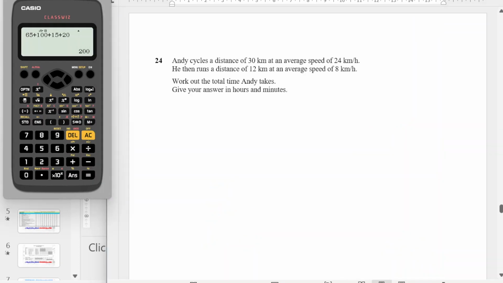Okay, question 24 then. So Andy cycles 30 kilometers at an average speed of 24 kilometers per hour. He then runs a distance of 12 kilometers at an average speed of 8 kilometers per hour. Work out the total time he takes in hours and minutes.